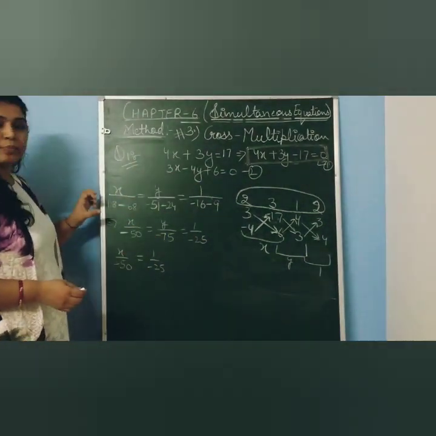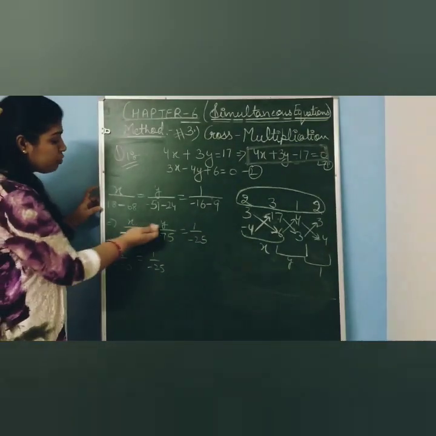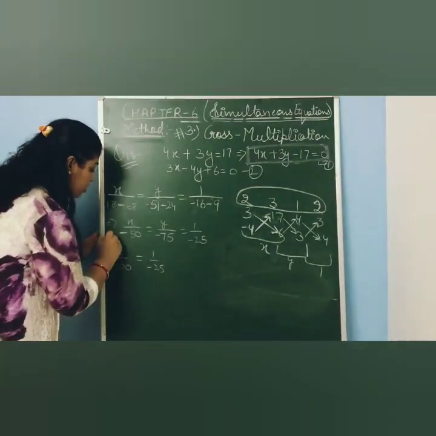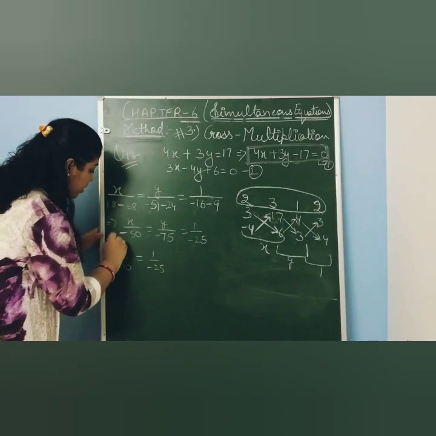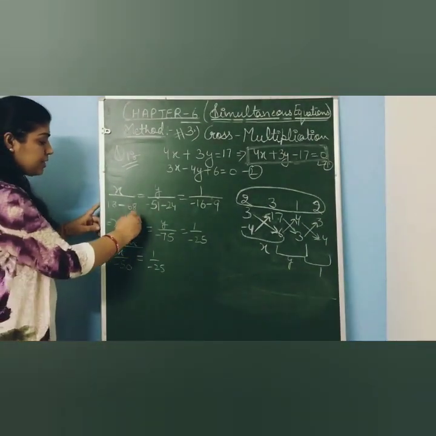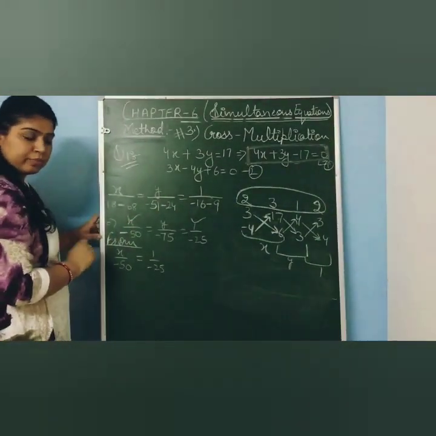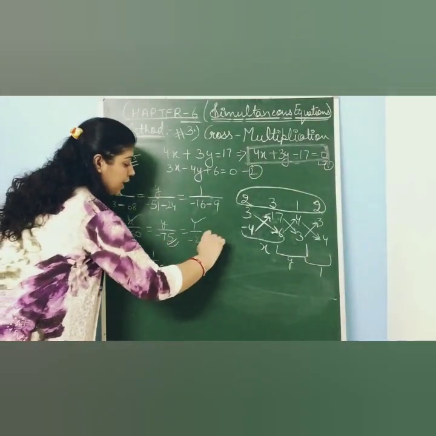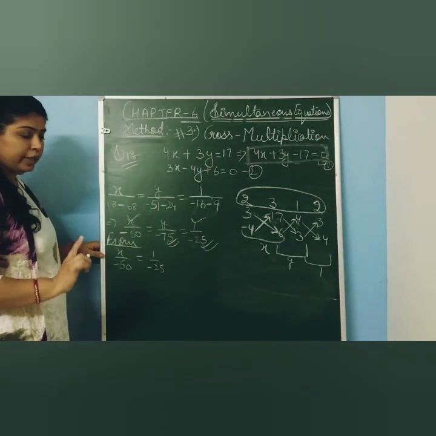यहाँ तक तो हो गया. Now how can we find the values of x and y? So x and y के लिए आपने क्या करना है? x के लिए फर्स्ट और थर्ड टर्म और y के लिए सेकेंड और थर्ड टर्म को इक्वेट करना है.